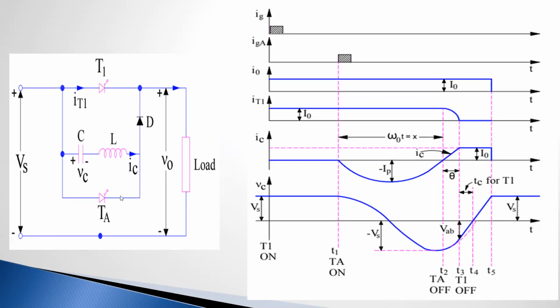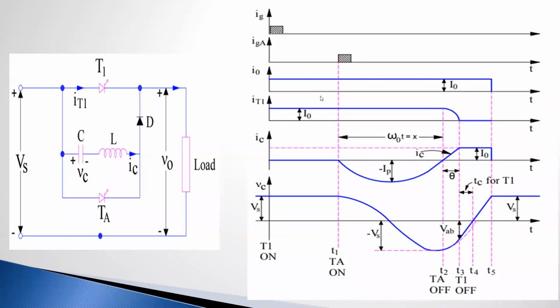Okay. At time t equal to t1, the auxiliary thyristor is already in forward bias condition. Clear? So if we apply the gate pulse, then the auxiliary thyristor will turn on. At which time? Time t equal to t1. The auxiliary thyristor is turned on. Clear?